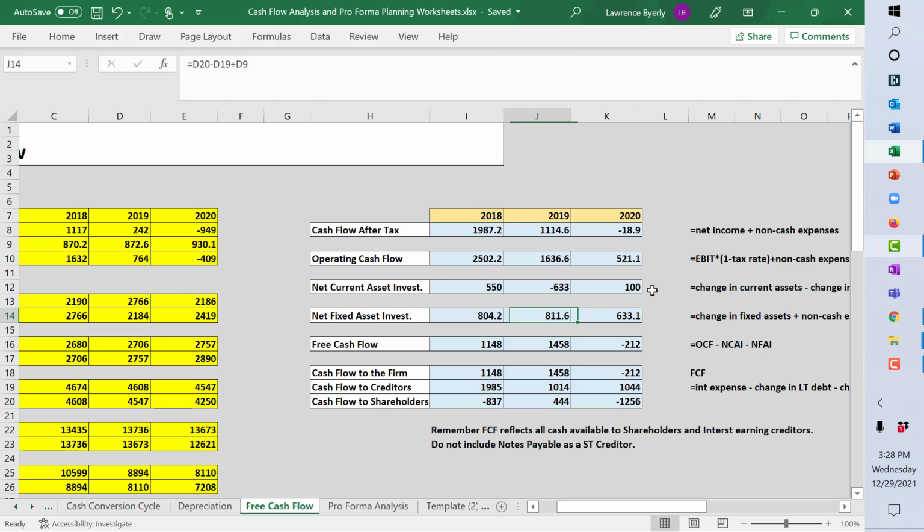Likewise, for plants and equipment, again, you can see we're increasing assets every year. This last year, a little bit of a lack. So now we need to calculate the free cash flow. And the free cash flow is just the operating cash flows minus the net current asset investments minus the net fixed asset investments. So this tells us we have $1,148 left over to do something with.